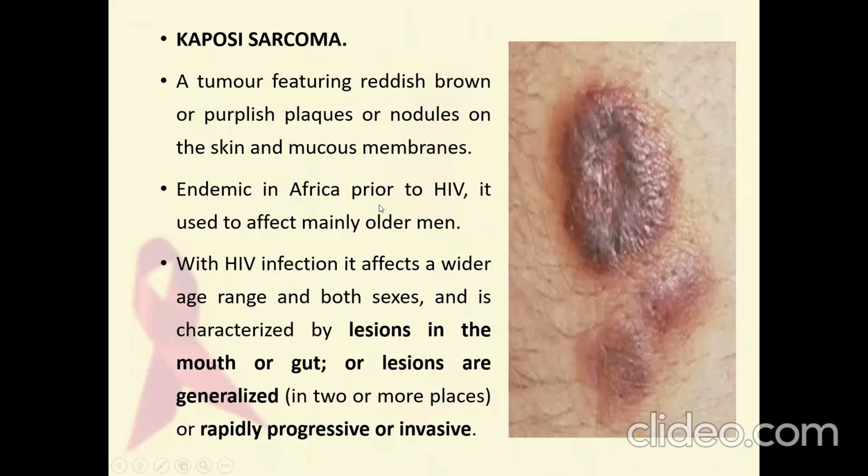It was endemic in Africa prior to HIV. It used to affect mainly older men. With HIV infection, it affects a wider age range and both sexes and is characterized by lesions in the mouth or gut, or lesions that are generalized in 2 or more places, or rapidly progressive and invasive. So lesions in the mouth or gut, or generalized lesions, that is, 2 or more places are affected, or it is rapidly progressive and invasive.